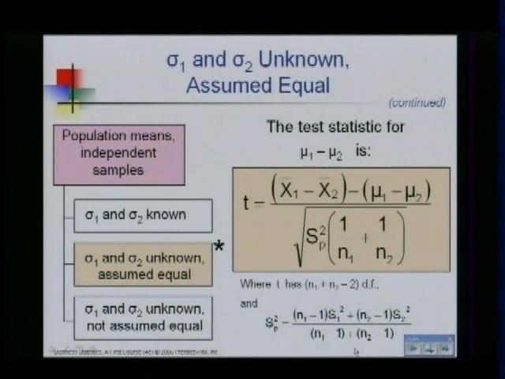This formula is used when the standard deviations are unknown. That's the key thing to remember. All the other assumptions are the same as they were for z.